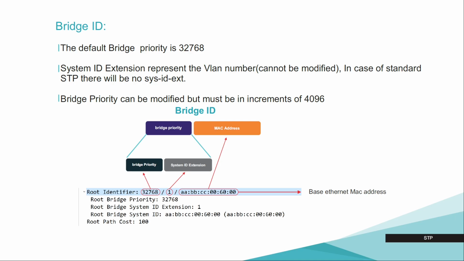So you can ask a question here: which interface does that MAC address belong to? And the answer is that STP doesn't use any interface MAC address. Instead, it uses a MAC address called the base Ethernet MAC address. You can see this MAC address if you run show version on the switch.